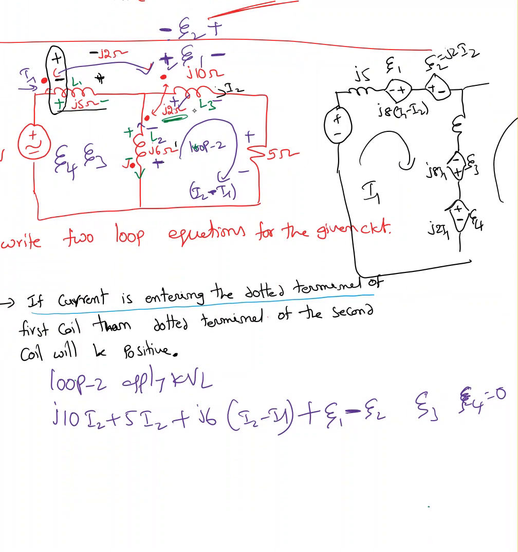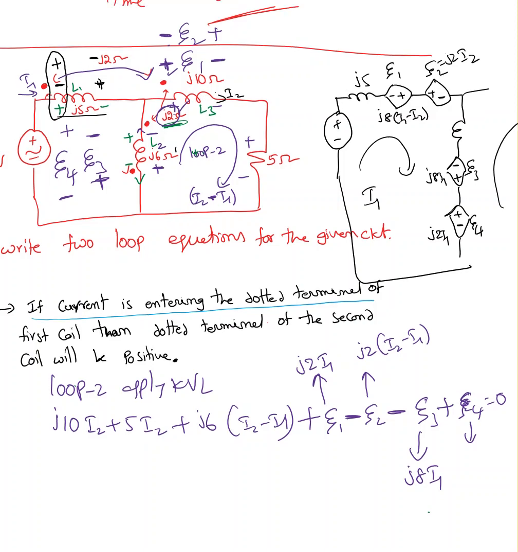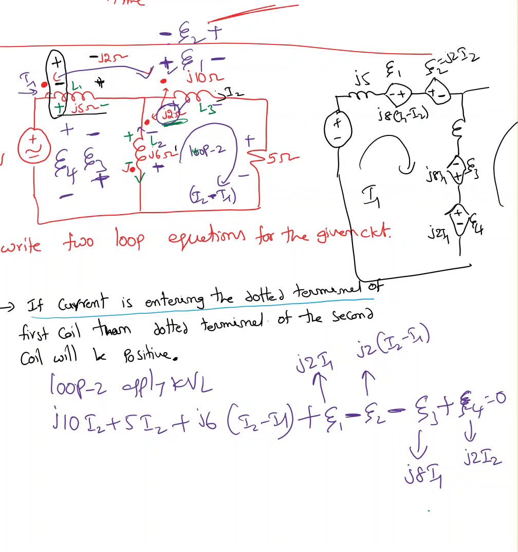When it comes to E3, the current flowing in here is entering the dot, so the dotted terminal must be positive, so E3 will have positive and negative there. E4, current is entering the dot, so the dotted terminal must be positive and negative. So E3 will have negative here, positive there. What is E1? Because of the first coil, it is J2 times I1, and that is also J2 because of the mutual inductance here, J2 times (I2 minus I1). E3 equals J8 times I1, and E4, because of the current flowing there, is J2 times I2.